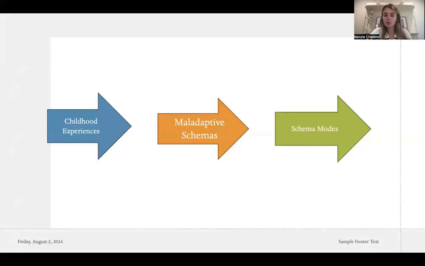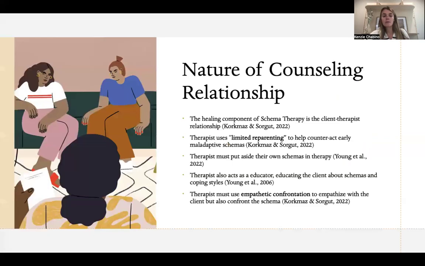So this is just a little bit more of a visual for how we go from childhood experiences to believing maladaptive schemas because of those childhood experiences, to behaving or cognitively behaving in those schema modes. So what do we do based on what we believe about the world, based on what happened to us or what we were told in our childhood?